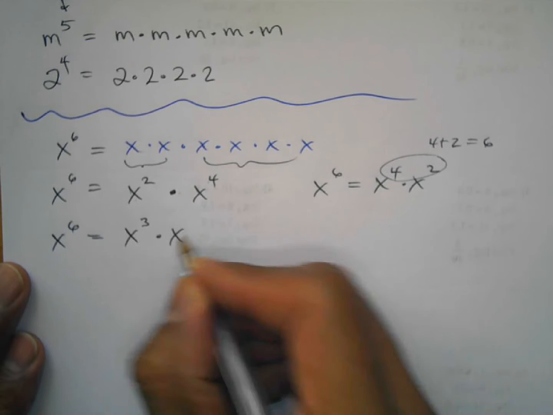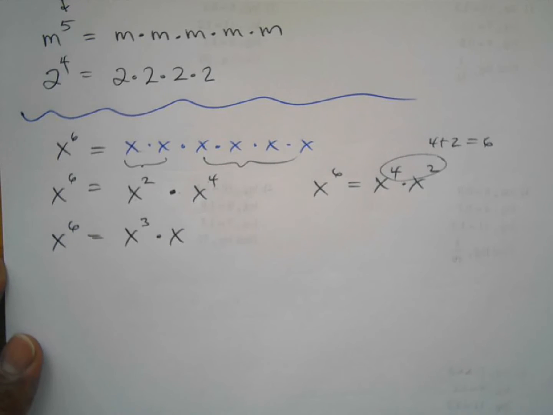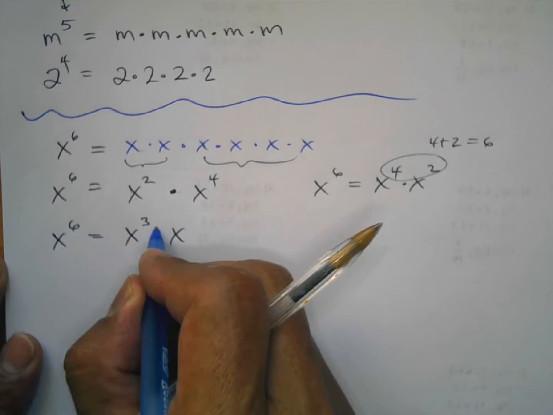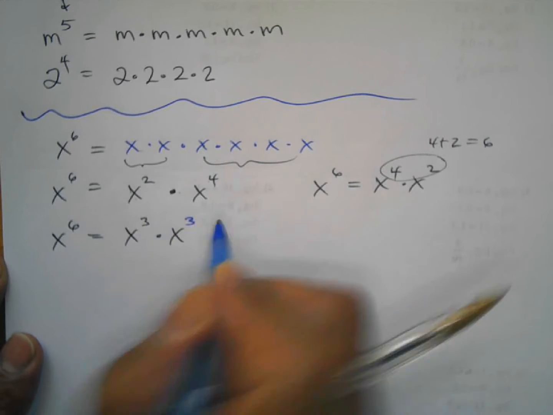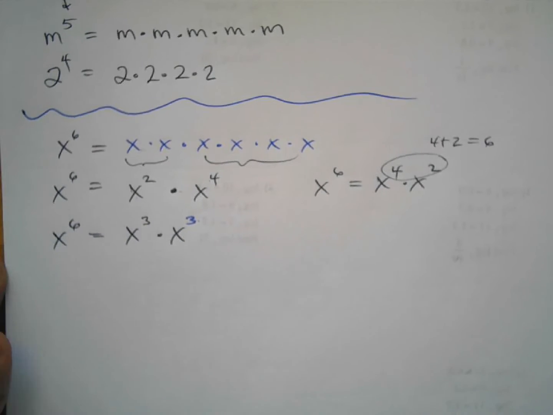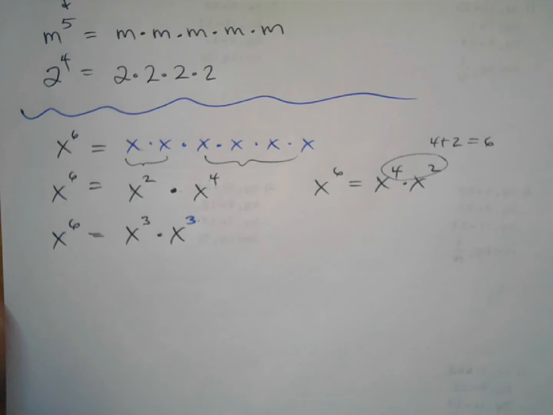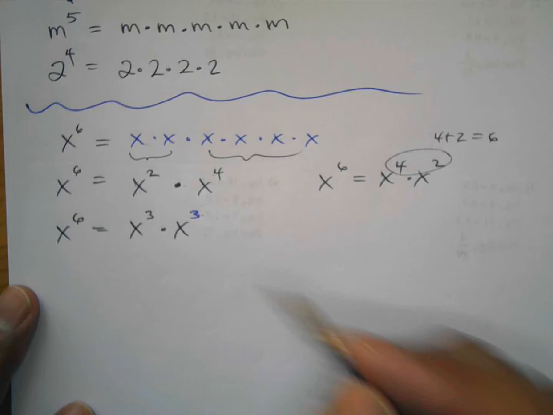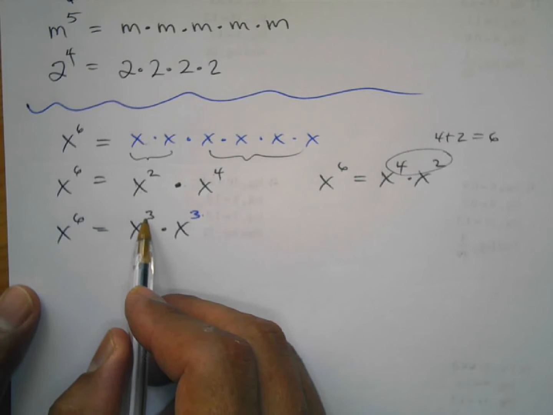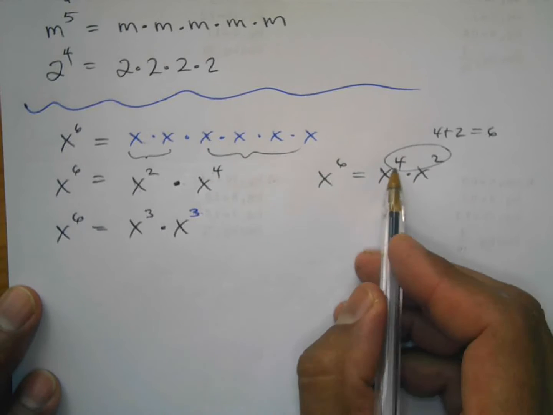If I'm using 3 of these, how many more do I need so that it adds up to 6? Well, you agree that if I have 3, then I would need 3 more? Yeah, because 3 plus 3 is 6. This is a good statement. This is correct. I'm rewriting x^6 as the product of these two. It's still right. And can I write x^6 another way? I use 2, I use 3.